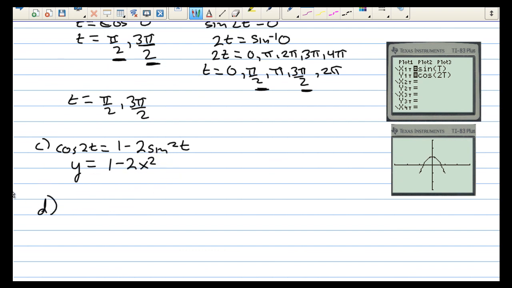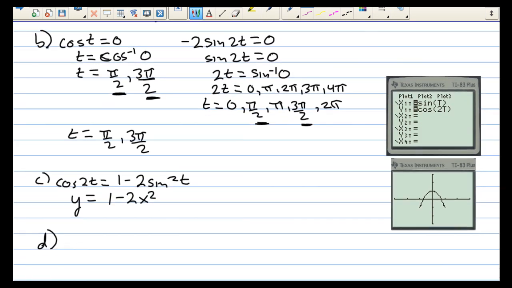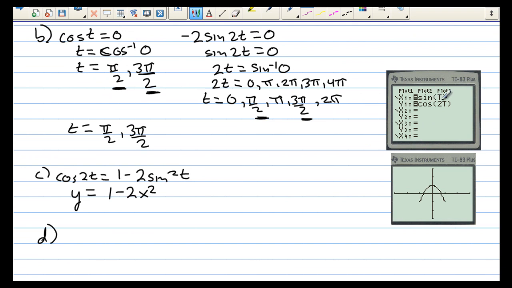Letter D asks us to sketch the path of the particle. So in my calculator, I've put sine of t into x, cosine of 2t into y, zoomed in a little bit, and so when we make a little sketch, this is what I expect right here. Something like that.